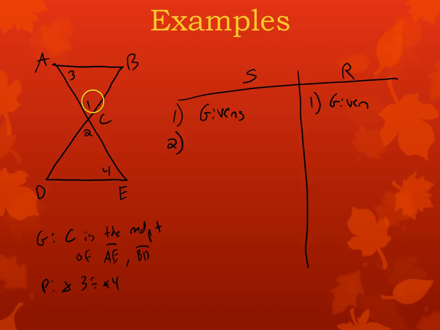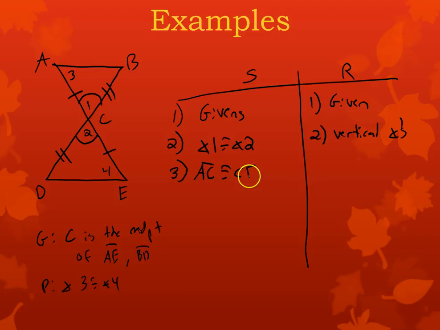Now let's use the information. According to the diagram, angle 1 and 2 are both vertical angles, so therefore they're congruent. According to the given statement, C is the midpoint of AE and of BD. So since we have a midpoint, we can say AC is congruent to CE. We can say that BC is congruent to CD because of our midpoint theorem.